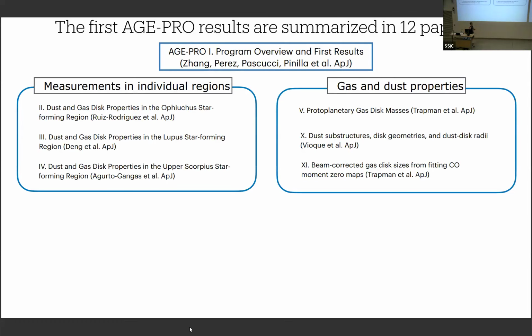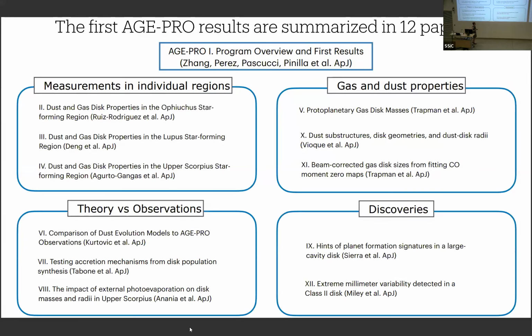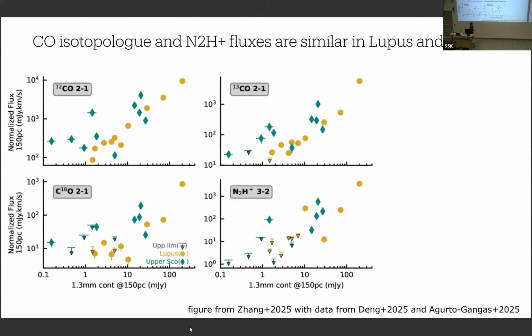Another set of papers explain the method and the main results on the gas and dust properties of these disks. Then papers that focus on the comparison between theoretical models and observations, both for the gas and the dust. And then there are two very interesting papers, things that we didn't expect, two discoveries: a potential planet in a disk and also an extreme variability at millimeter wavelengths in one of these objects.